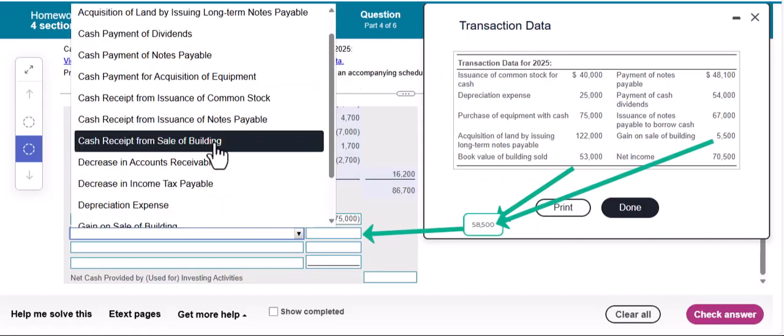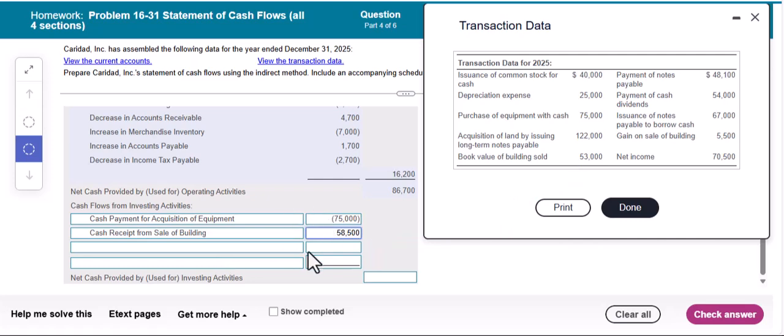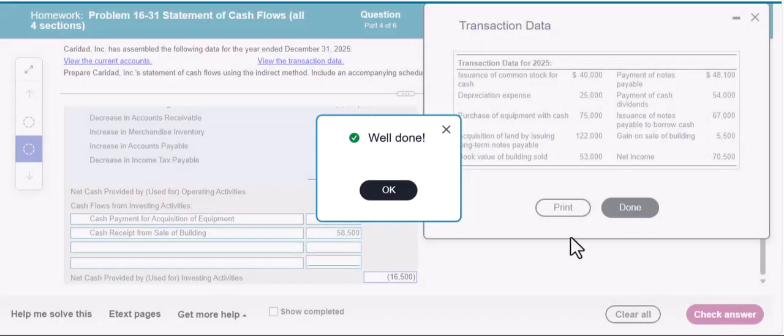So then we'll input cash receipt from sale of building, and that is going to be a positive 58,500. And that is the last piece here in our investing activity, so we can go ahead and add these up. And that is going to be a negative 16,500. So what this negative 16,500 means is that cash went down, so we're spending cash for investing activities, which was mostly for acquiring that equipment. So let's go ahead and check our answer. Well done.